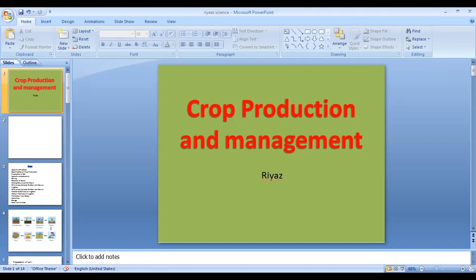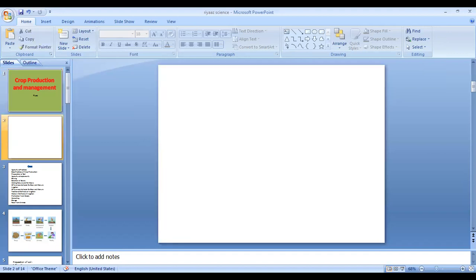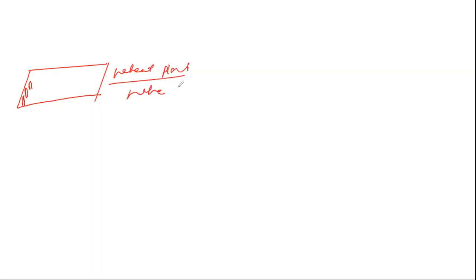When plants of the same kind are cultivated on a large scale, it is called a crop. Exactly. If I have got a piece of land and on a large scale I grow wheat on it, so that will be called a wheat crop.